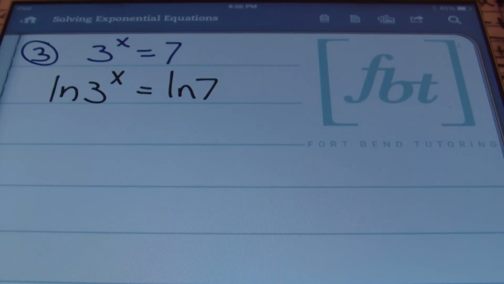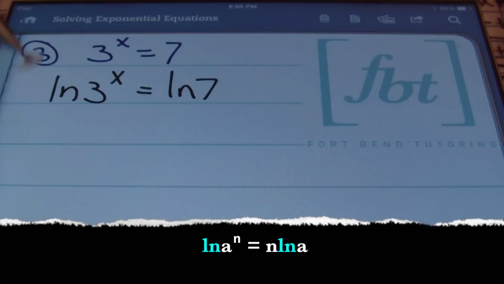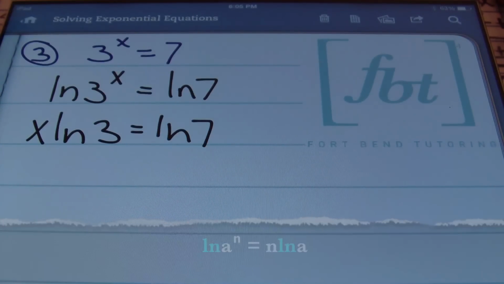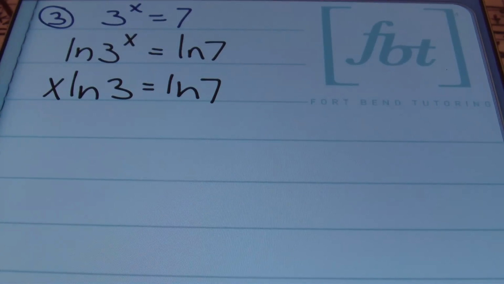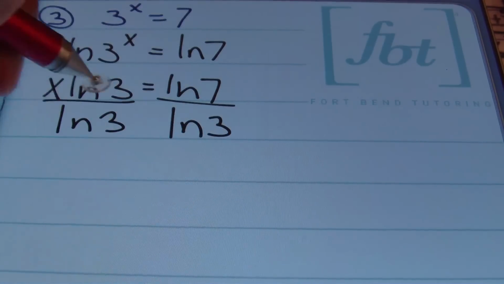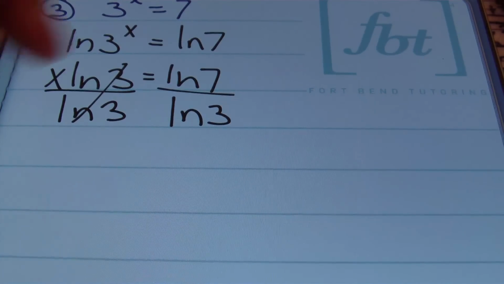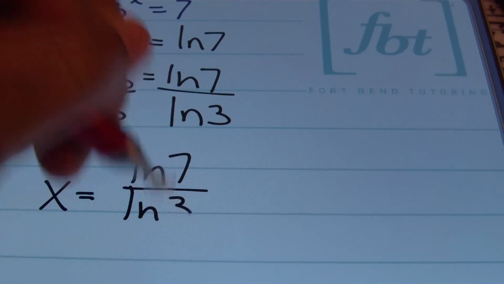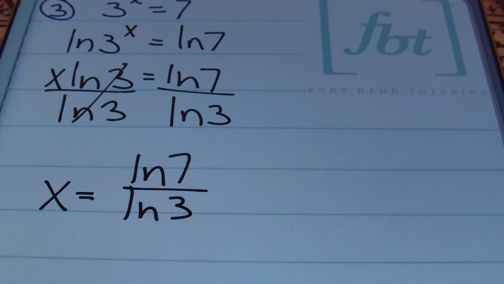Just like that. And using my natural log properties, I know that anytime I have this set up here, the exponent can come in front of the natural log as a coefficient. So I'm going to have this rewritten as x times the natural log of 3 equals the natural log of 7, like so. Then, solving for x, that means I'll be dividing both sides by the natural log of 3. Once that cancels out, ladies and gentlemen, you'll now have x equals the natural log of 7 divided by the natural log of 3. And that's your answer. That's it.